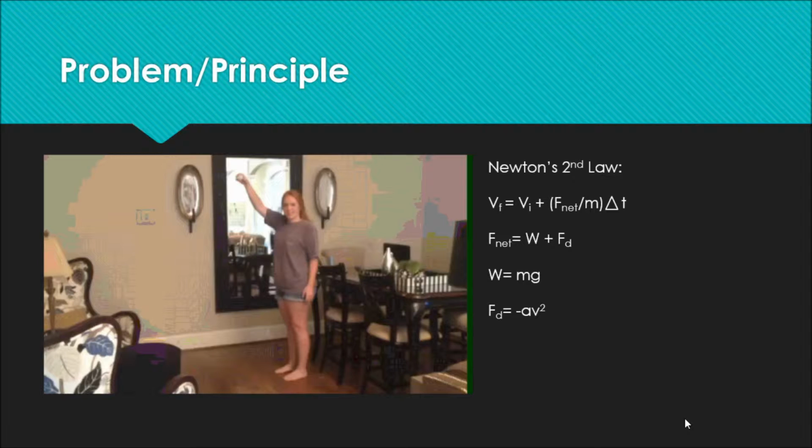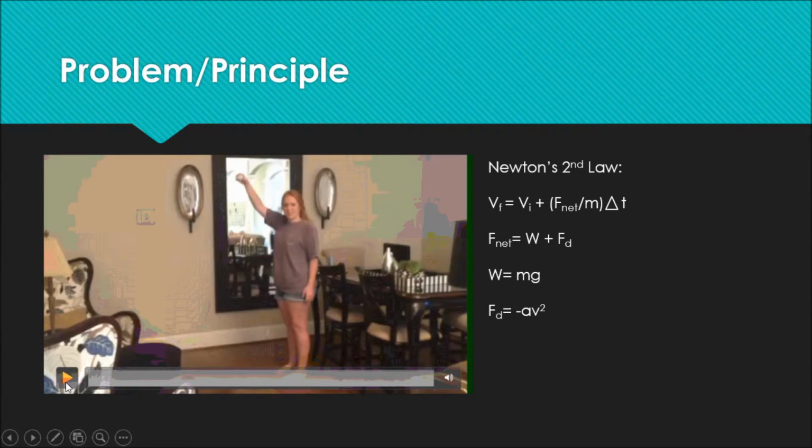The net force is equal to the weight force, which is mass times the gravity constant, which is 9.8 meters per second squared, plus the drag force, which is some constant times the opposite of the velocity squared. Using Newton's second law, I was able to track and make a model of the motion of the falling object. Here is my original video.